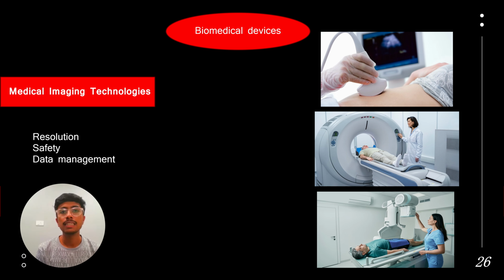Another important factor is safety. Medical imaging systems are designed to minimize harm to the patient. For example, ultrasound uses non-ionizing waves, and modern imaging systems carefully control radiation exposure to ensure patient protection. Next comes data management. Imaging systems generate a large amount of data, which must be processed, stored, and transmitted efficiently.